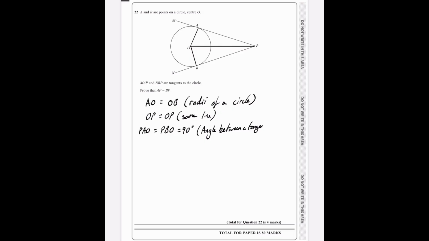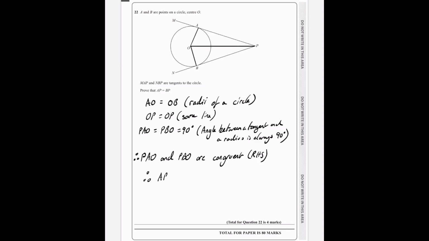So we have a right angle here and two lengths, and that is sufficient for us to meet the condition for congruency. Therefore, I can state that PAO and PBO are congruent. Those are the triangles, PAO and PBO, rather than the angles. That's the RHS condition for congruency.